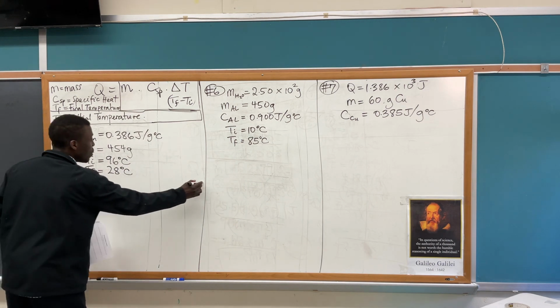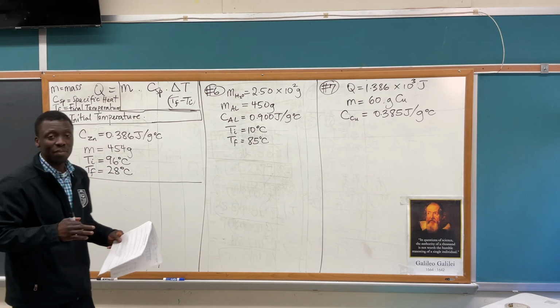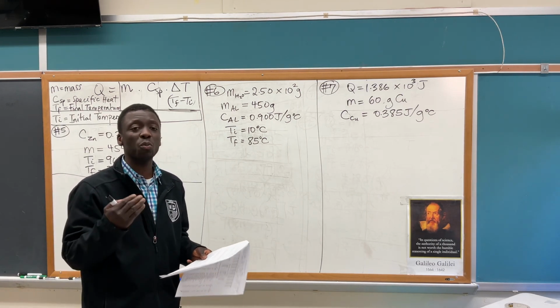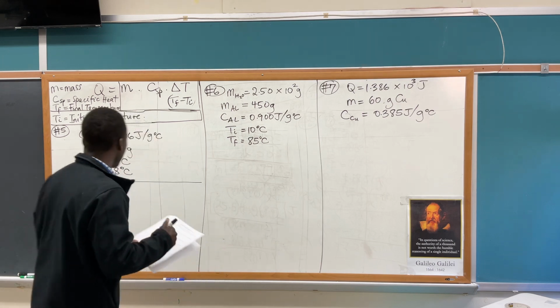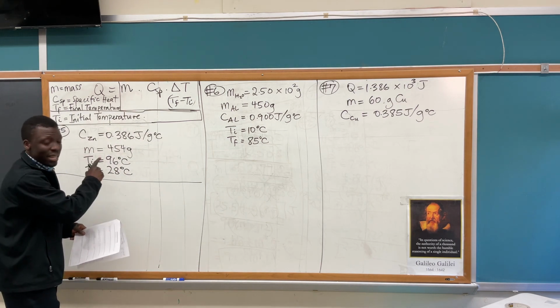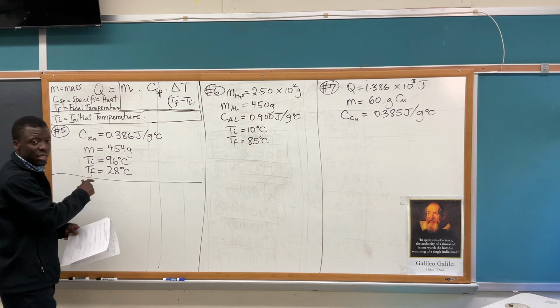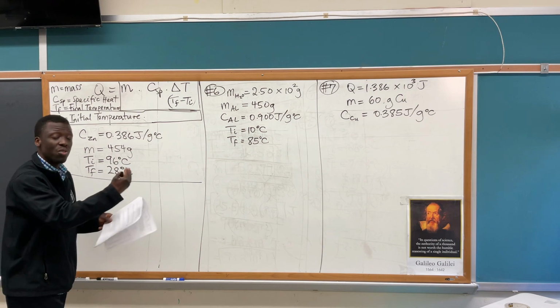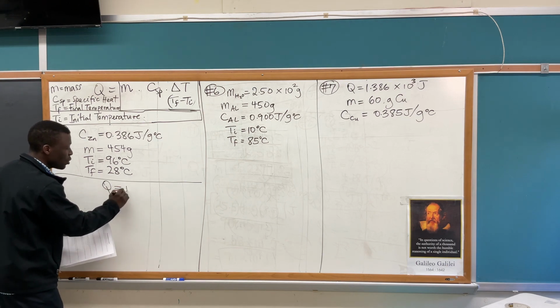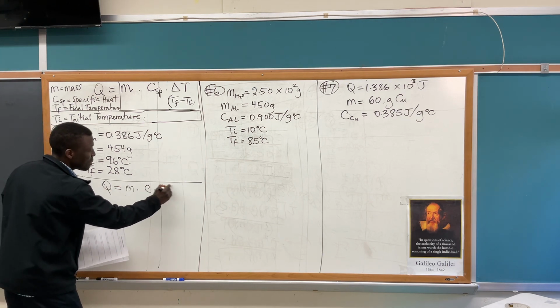So what is the first thing we always do with solving equations and using formulas? We always write down the values that we've been given. That's the first thing we do. And so we have the C of zinc, we have the mass, we have the initial temperature and the final temperature. What's the next step after we've written everything we've been given? Write down the formula. Q is equal to M times C times delta T.